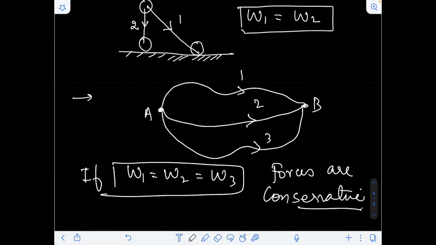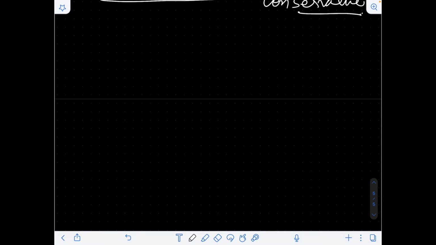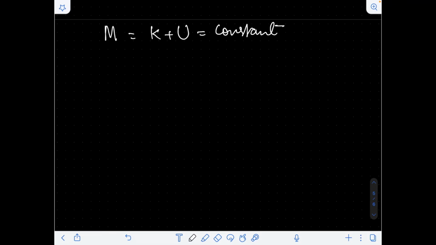One more thing about conservative forces is that the total mechanical energy remains constant in these situations. Total mechanical energy equals kinetic energy plus potential energy. It remains constant. We can take an example to verify this. The change in mechanical energy is equal to the change in kinetic energy plus the change in potential energy. As the value is constant, there must not be any change, so the change must be 0.